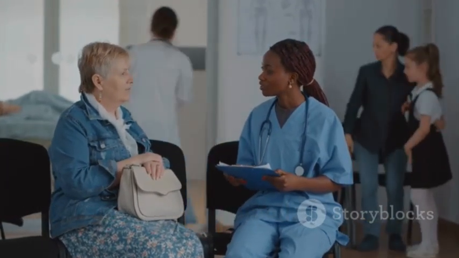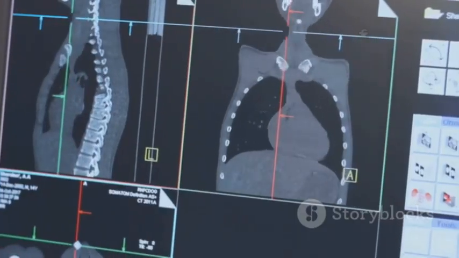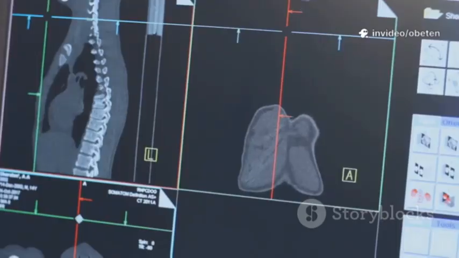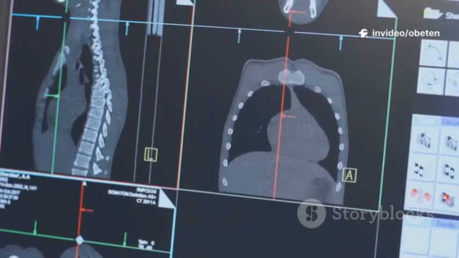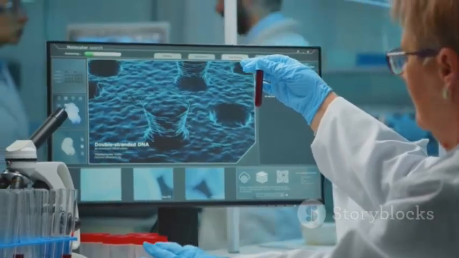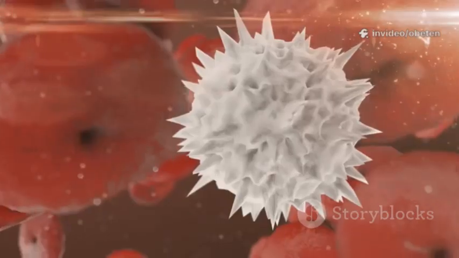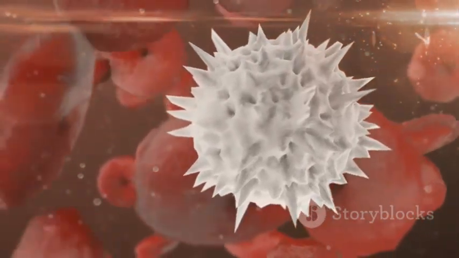Unlike the cancers we've discussed so far, which form solid tumors, leukemia is a cancer of the body's blood-forming tissues, including the bone marrow and the lymphatic system. It begins when the bone marrow produces abnormal white blood cells. These cancerous cells don't function properly and they multiply uncontrollably, eventually crowding out the healthy blood cells: the red blood cells that carry oxygen, the platelets that help blood clot, and the normal white blood cells that fight infection.